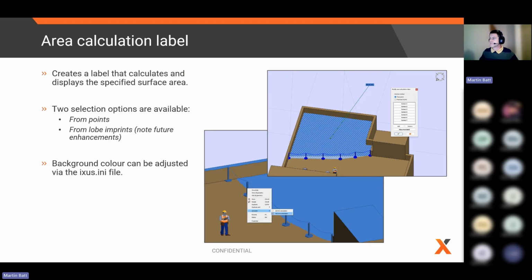You can do this manually by selecting all the points or the corners, or you can select from lobe imprints. So for existing lobe imprints on geometry, you can also right click on that and say create area annotation from that. There is something that we'll need to note as a possible future enhancement. That's a little limitation on the feature, but I'll demonstrate that in the modeler itself. Also, the background color can be adjusted in the IXUS.ini file.